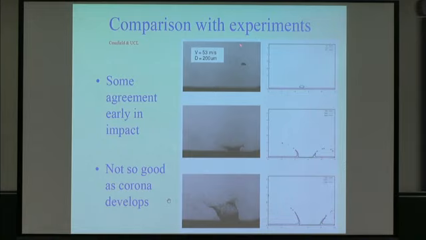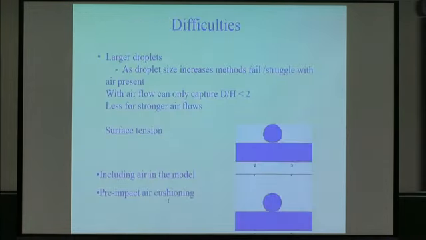I should say also the experiments and the computations are shown as mirror images. One has the impact going from left to right, and one from right to left. But I'm not sure which way round it is, but anyway, it's a mirror image. If you measure the angles involved between these two, then they're fairly similar. But it's not so good as the corona develops during the splash. And there are other difficulties involved.